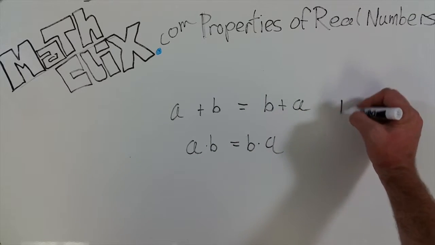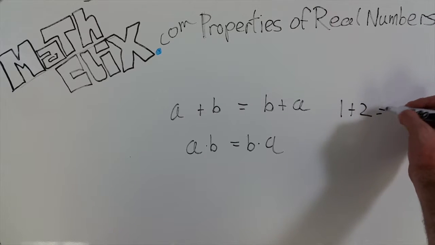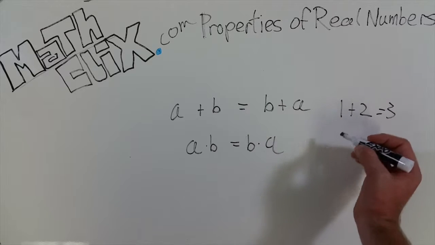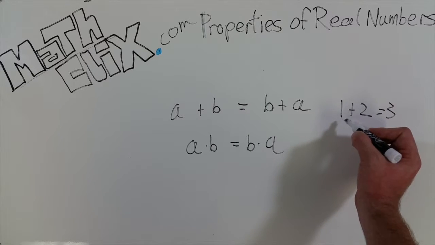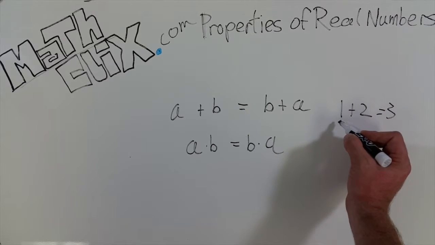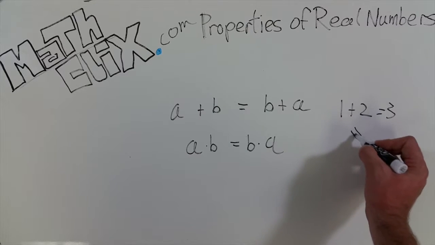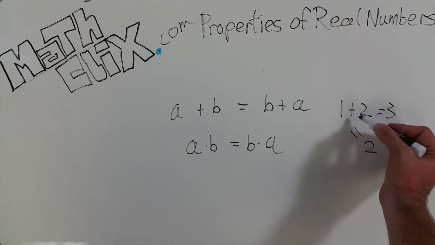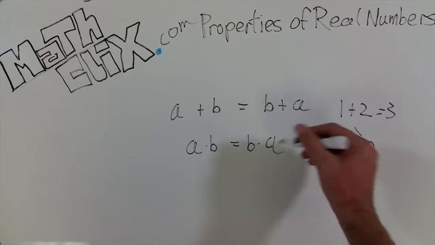Easy example. 1 plus 2 equals 3, which is 2 plus 1 equals 3. Easy. 2 times 1 equals 2, the same as 1 times 2. We'll just pretend I wrote it out.